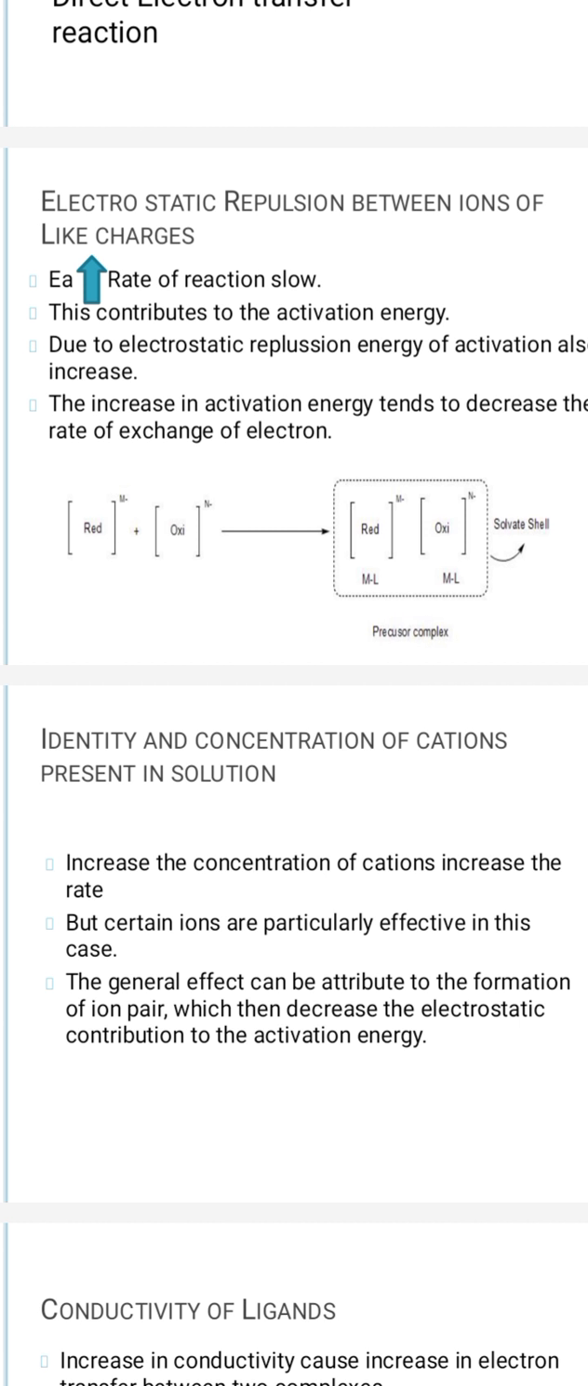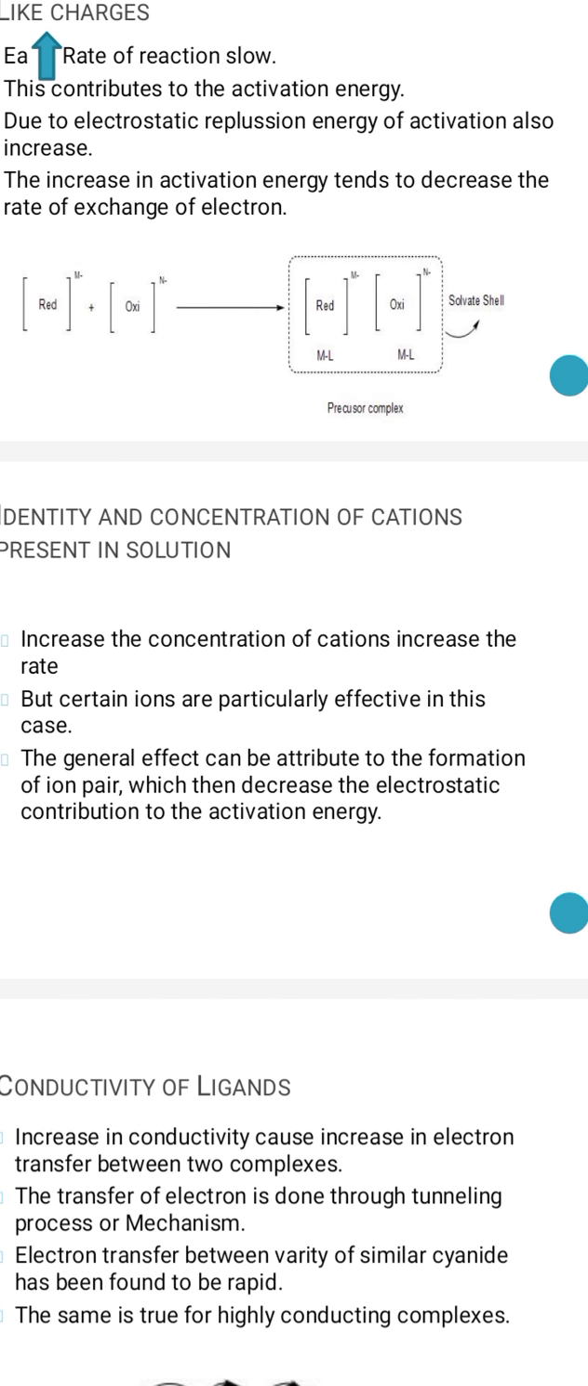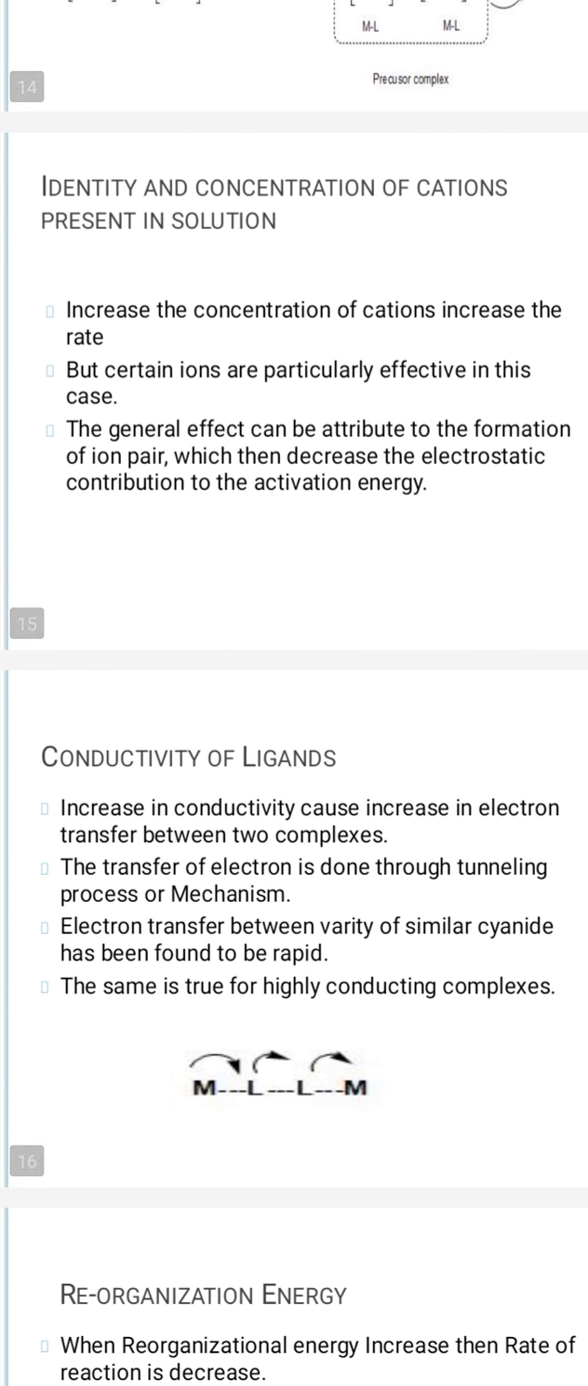Concentration of cation present in solution. Increase the concentration of cation, increase the rate, but certain ions are particularly effective in this case. The general effect can be attributed to the formation of ion pair which then decreases the electrostatic contribution towards activation energy. Okay, and the third one is conductivity of ligand.